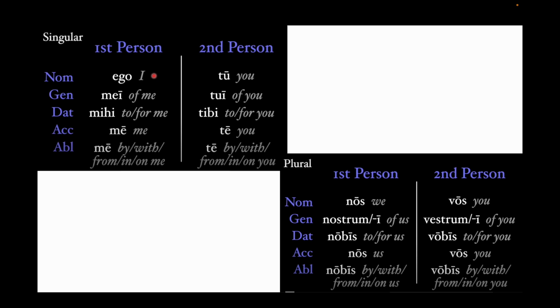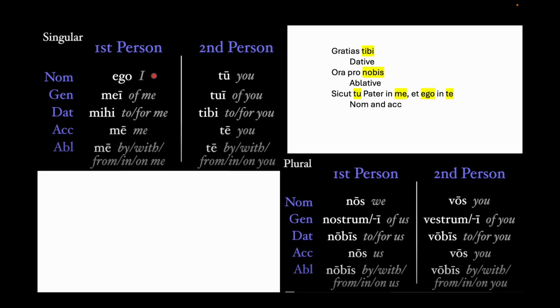And then the plurals, we're not going to see too many of the second person plurals, but we're certainly going to see the first person plural, we or us. Okay, so that's nos is we, nostrum, or sometimes nostri, is of us in the genitive. Nobis is to, for us. Nos, again, same as the nominative. Accusative in this case is the same as the nominative, which is just nos. And then nobis is the ablative. So we're going to see a fair bit of nos and nobis.